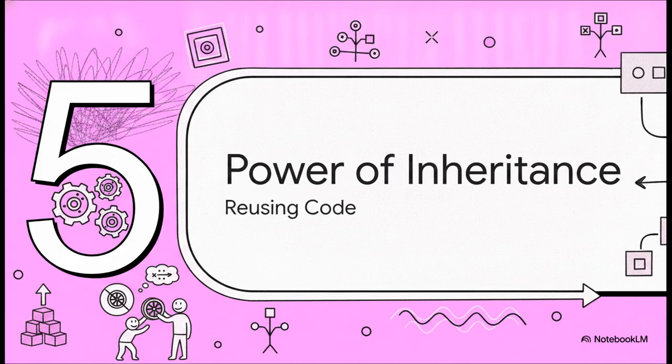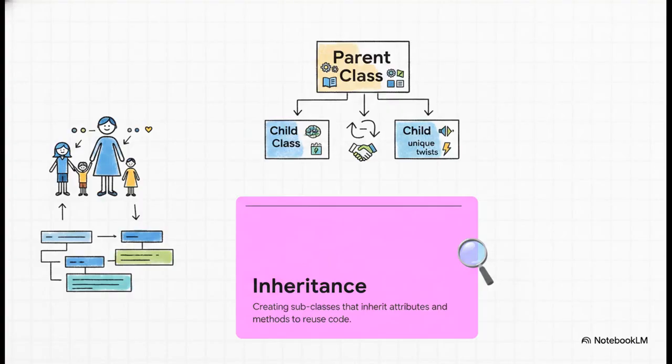The power of inheritance. One of the absolute greatest benefits of object-oriented programming is that it stops you from constantly reinventing the wheel. Inheritance allows us to create new classes, called subclasses or child classes, that automatically inherit all the attributes and methods of an existing parent class. Just like a human child inherits traits from their parents, our objects can inherit behaviors while still adding their own unique twists to the mix.